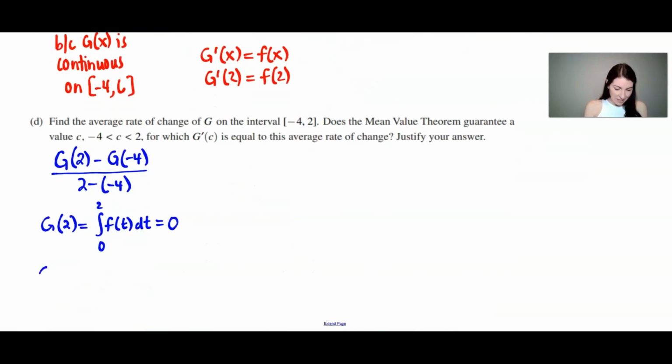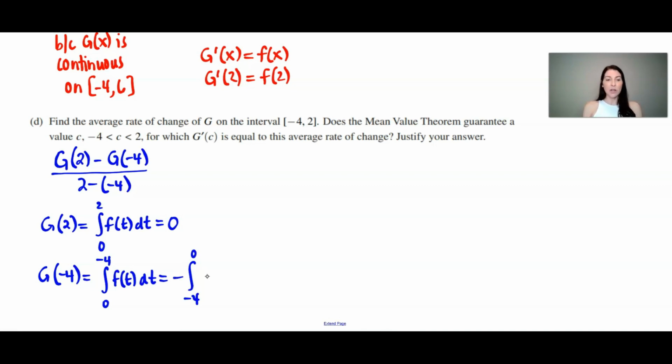So now let's find G of negative 4, which, plugging that into the integral that we were given in the problem, would be the area under the curve from 0 to negative 4 of f of t dt. I always like to go from a lower number to a higher number, so I am going to change the bounds and go from negative 4 to 0. But when I do that, I always have to change the sign of my integral. So this is going to be negative the integral from negative 4 to 0 of f of t dt. Or we'll figure out the area under the curve from negative 4 to 0, and then we'll make that area negative.